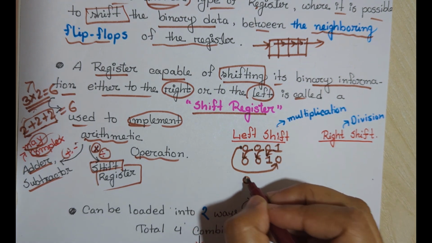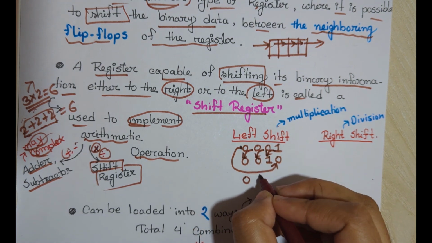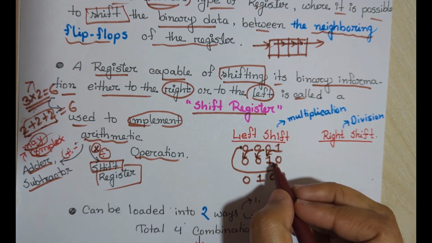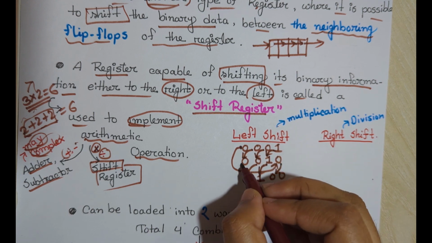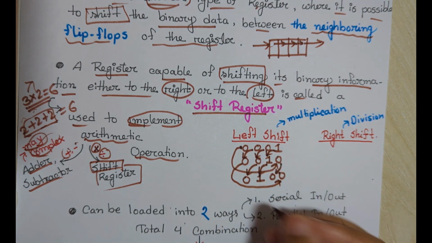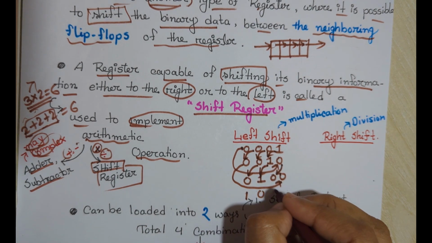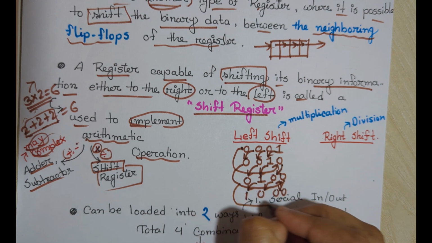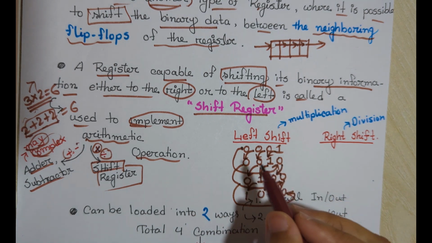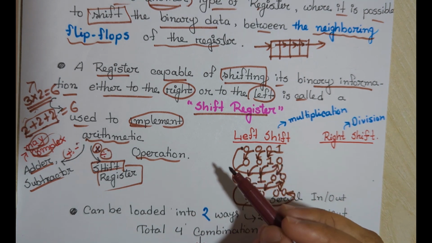Then again after the third shifting we will get this, which means this 1 is shifted here, this 0 is shifted here, this 0 here, and this 0 will be here. And our third is 1, 0, 0, 0. This 1 is shifted here, this 0 is here, this 0 is here, and the last 0 is here. This is how the left shift register shifts.